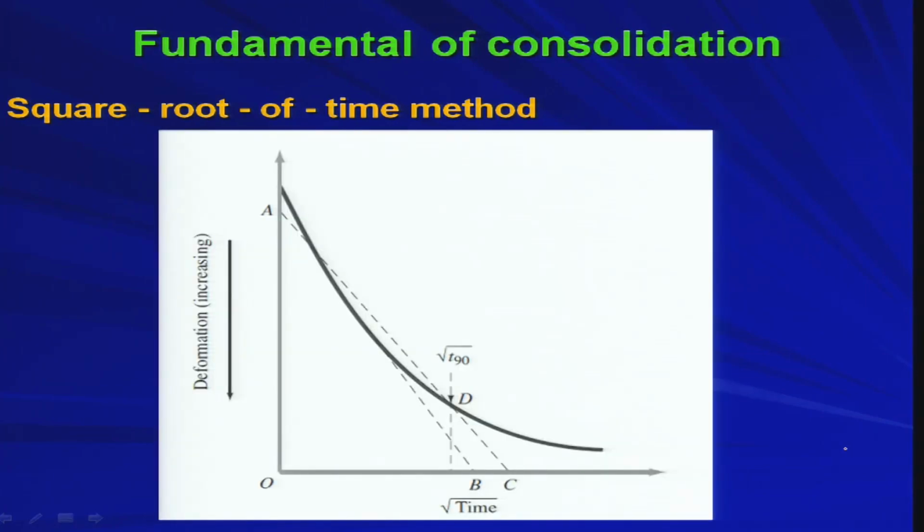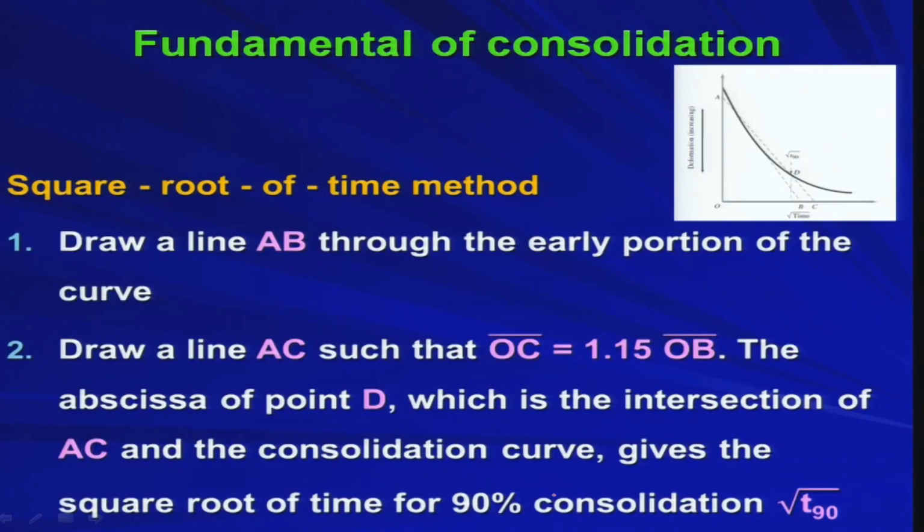So, what do we do here? In the square root of time method, we basically have the same thing, that is deformation versus root over time. That is why the name is square root of time method. So, we plot the consolidation plot in deformation versus root over time space, with root over time along the x axis.